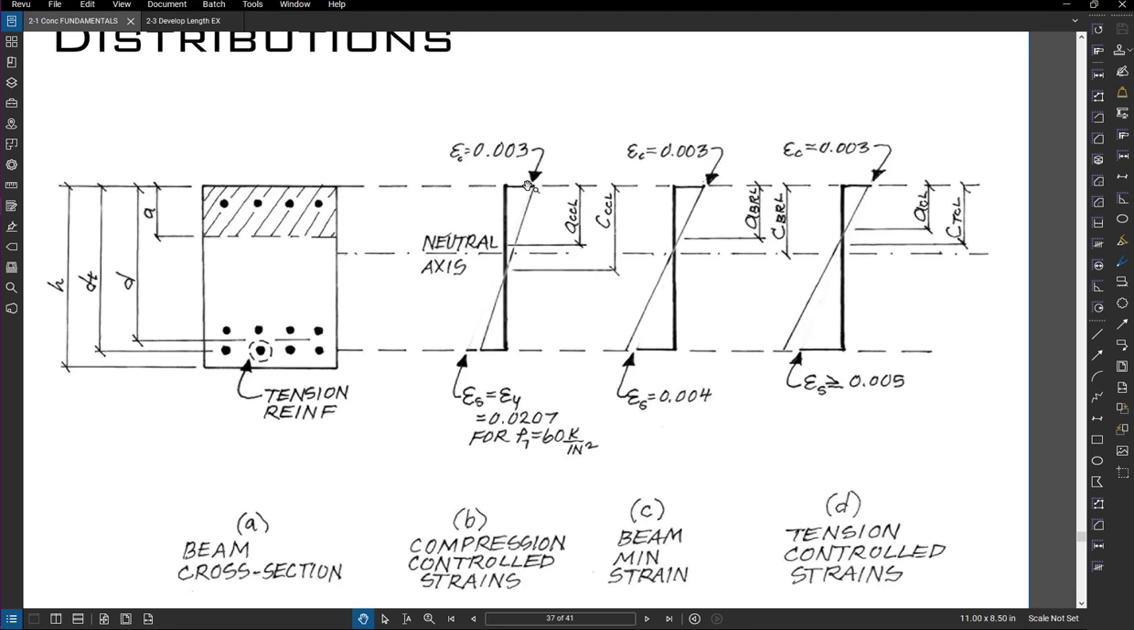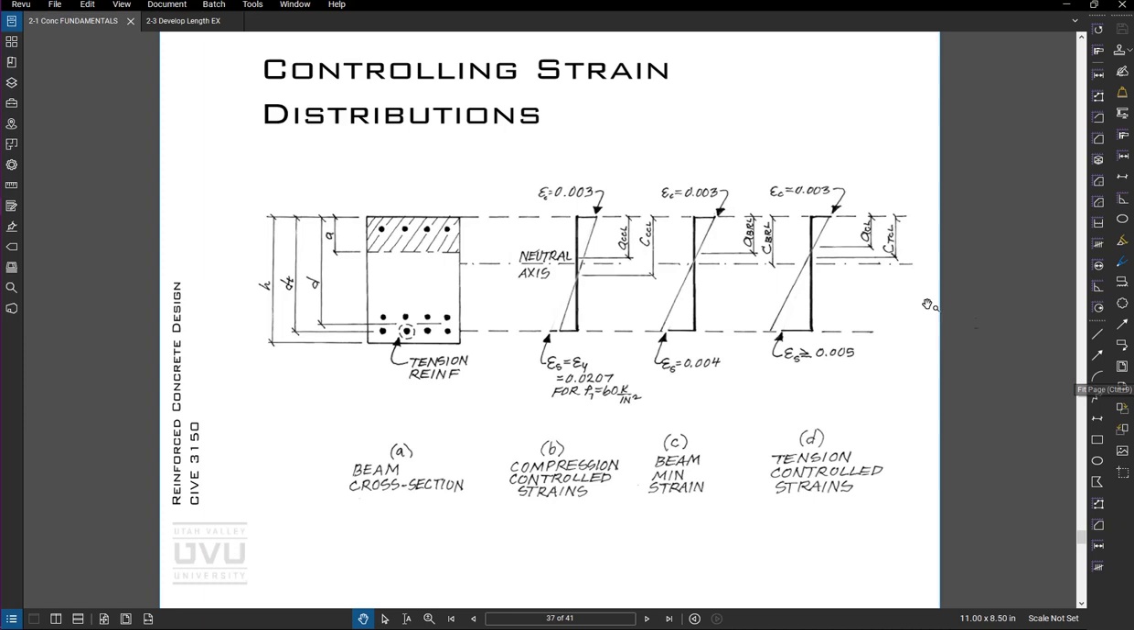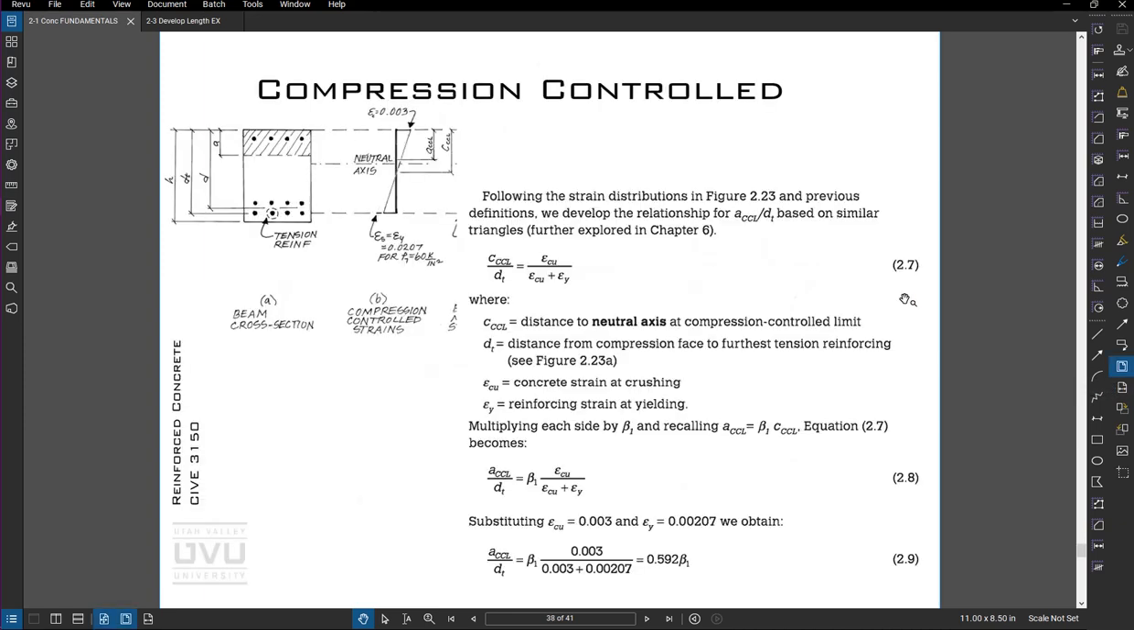So if we look at a case where the strain in the concrete is 0.003, but the strain in the rebar is already 0.005, which is about twice past yield, then we can say the bar is yielding quite a bit before the concrete is going to crush. And that's the condition that we're kind of aiming for. So if you do the math, you can use similar triangles to develop these equations here.